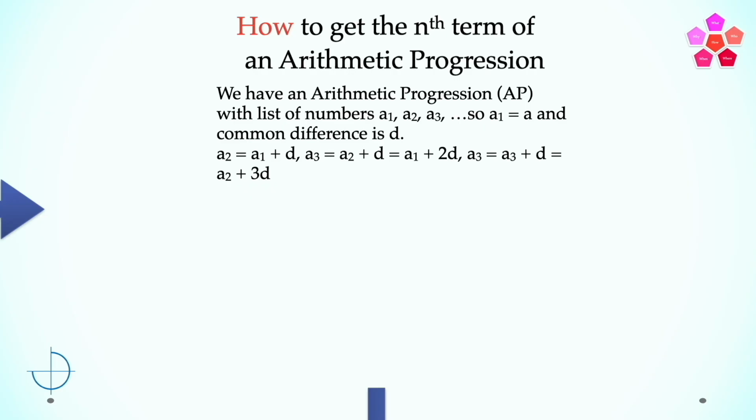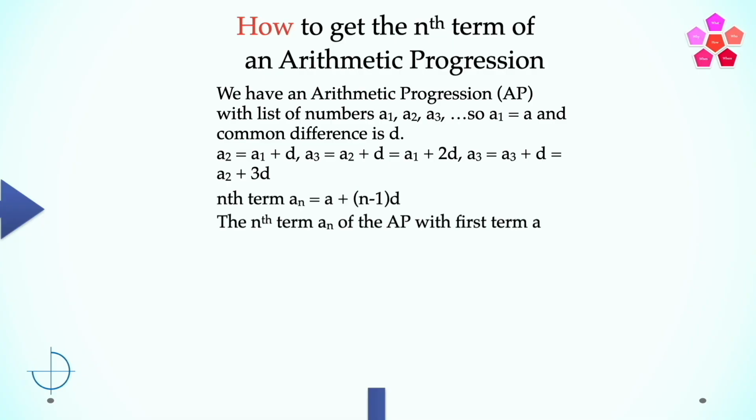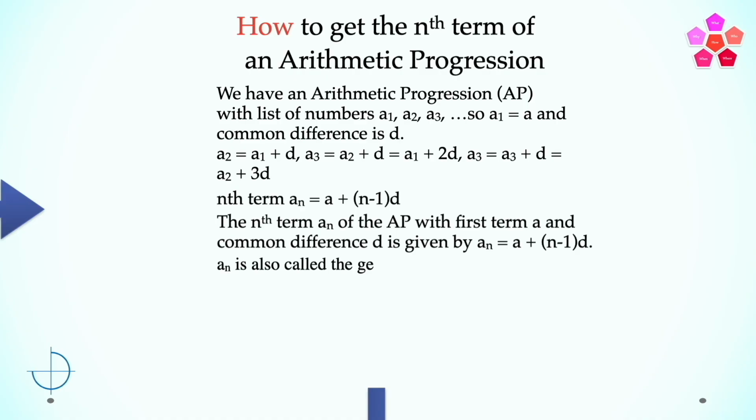Looking at the pattern, we can say with confidence that the nth term, that is an, is equal to a plus n minus 1 into d. The nth term, that is an, of the arithmetic progression with the first term as a and common difference as d, is given by an is equal to a plus (n minus 1) multiplied by d. An is also called the general term of arithmetic progression.